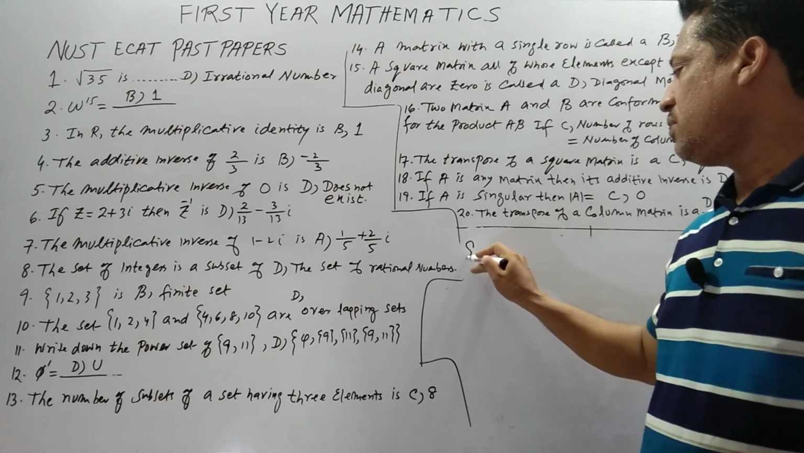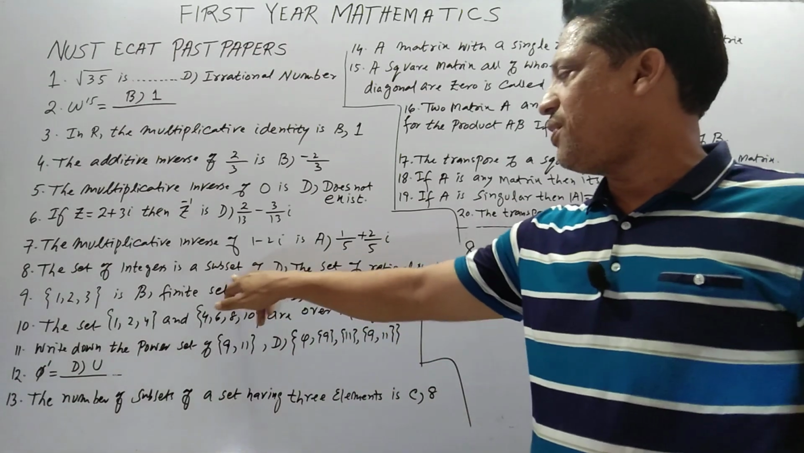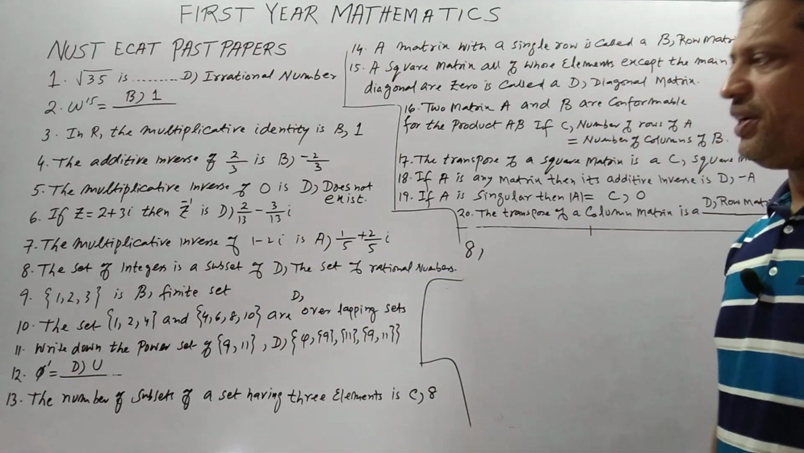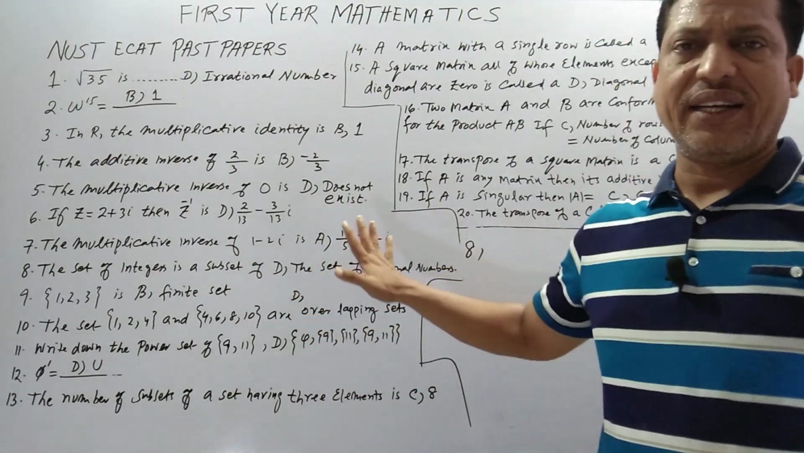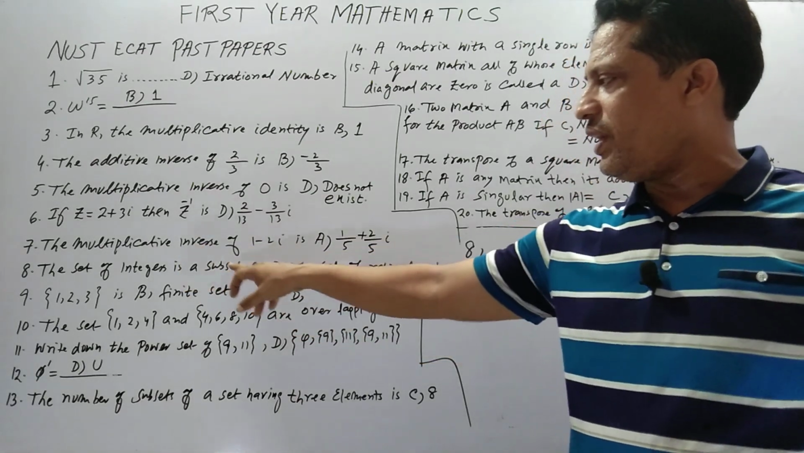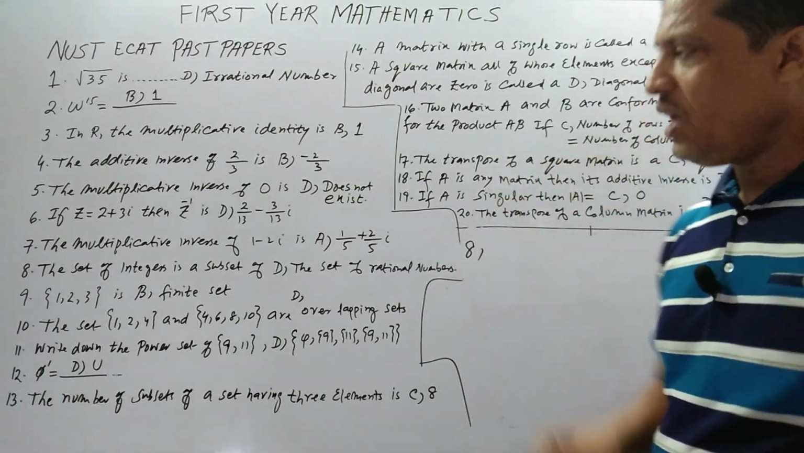Part 8. The set of integers is a subset of what? D is the correct answer. Don't see this D. See just this part. The set of integers is a subset of dash, dash, dash, dash.